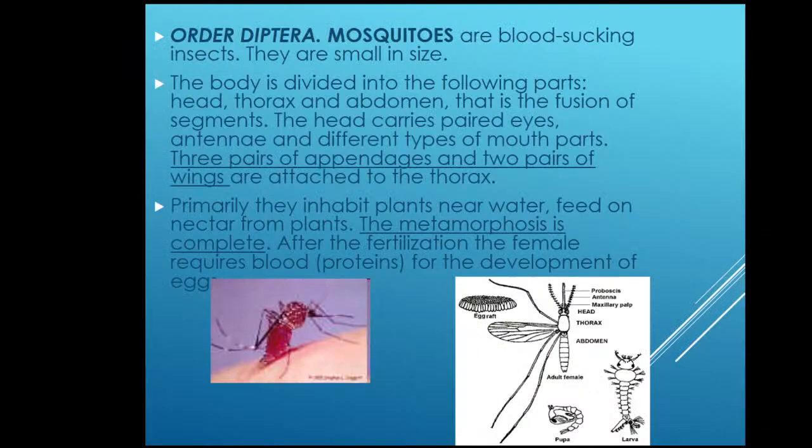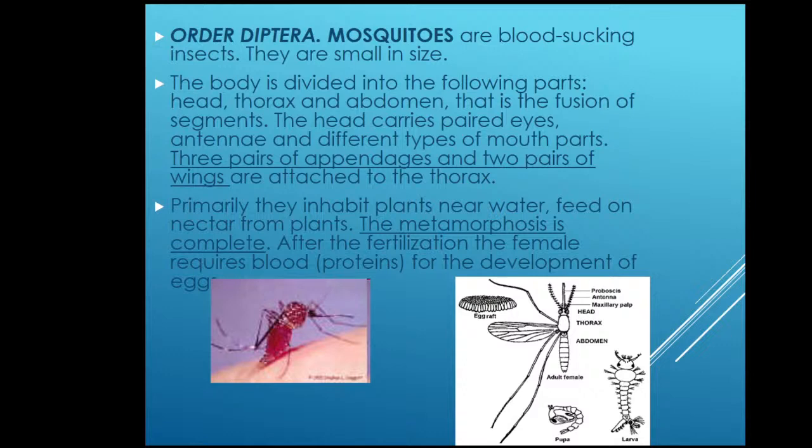The first order which we study in class Insecta is order Diptera. It includes the family Culicidae, which includes mosquitoes. Mosquitoes are blood-sucking insecta. They have small size. The body of mosquitoes divides into head, thorax, and abdomen. And the fusion of segments is characteristic.